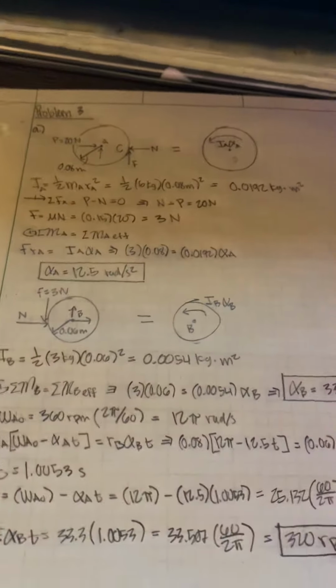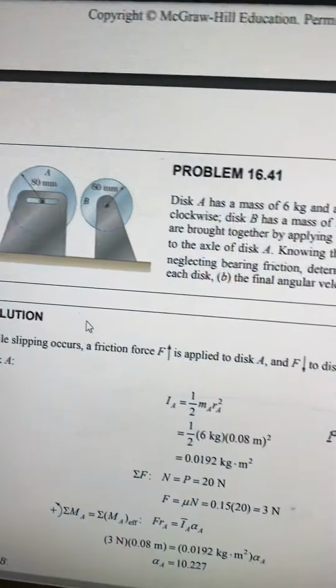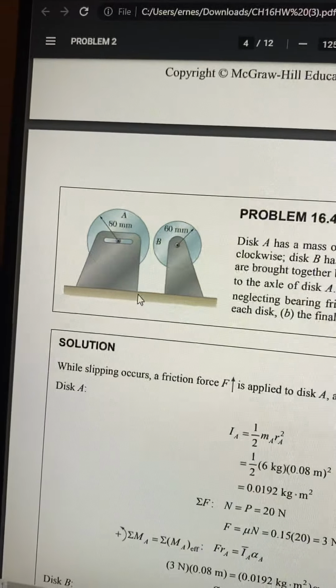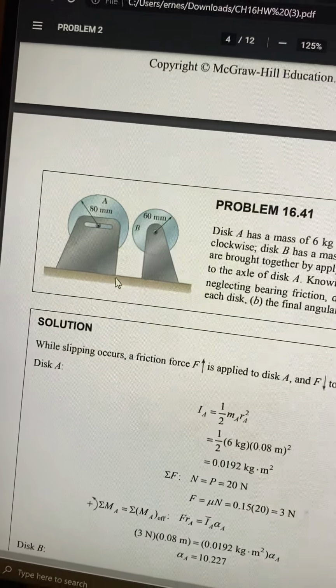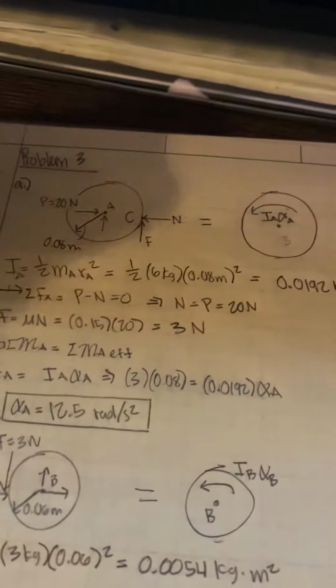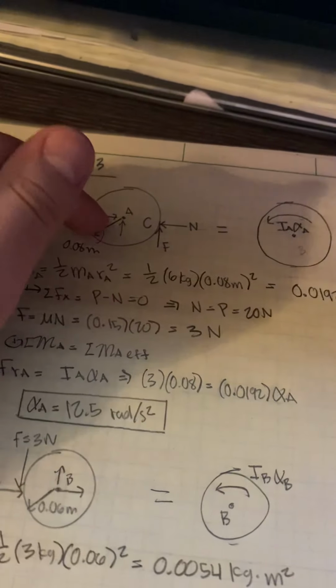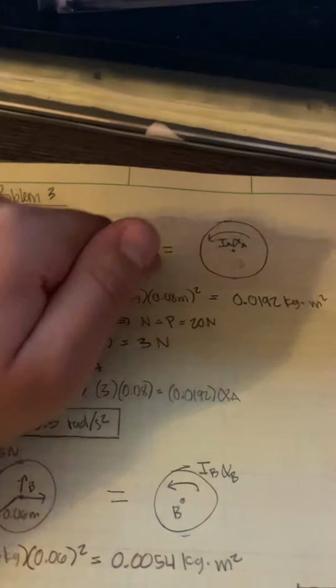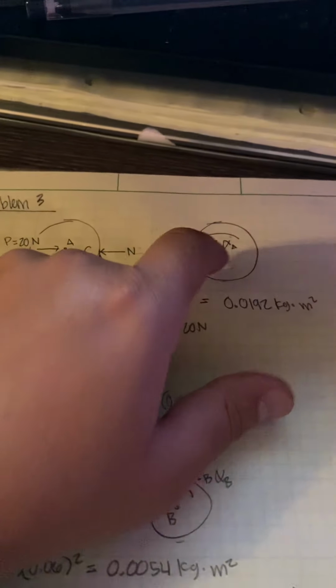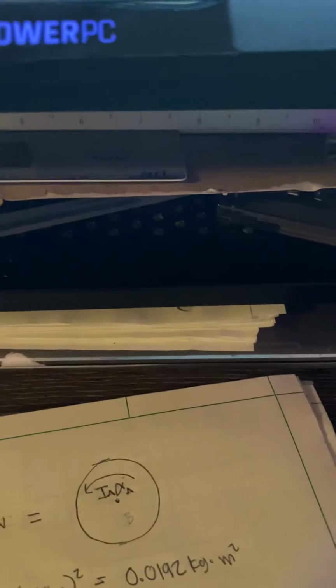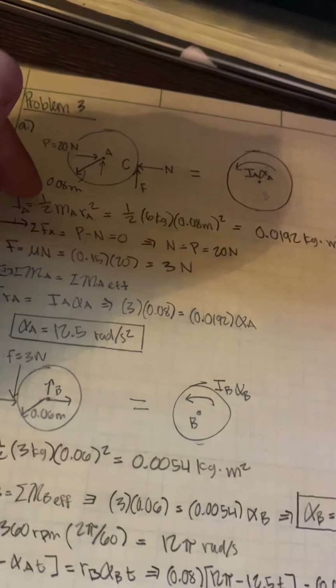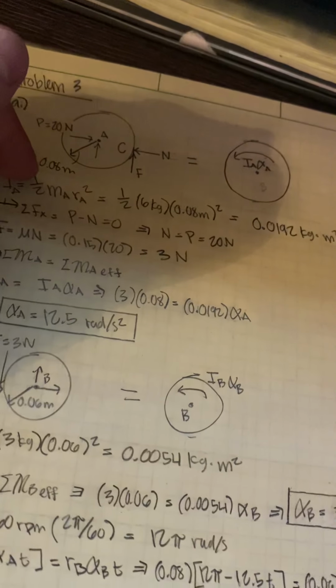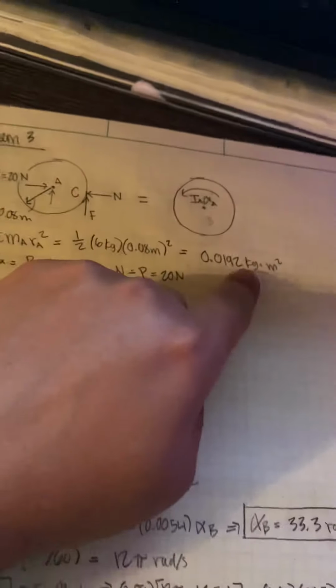All right, problem 3 gives us these two discs, and it wants us to find the angular acceleration of each disc and the final angular velocity of each disc. So again, like before, this right here is disc A. We do the free body diagram, and then it would equal the moment of inertia times the angular acceleration. Here I just solve for the moment of inertia, which is 1/2 times mass times radius squared. That's what we end up getting.